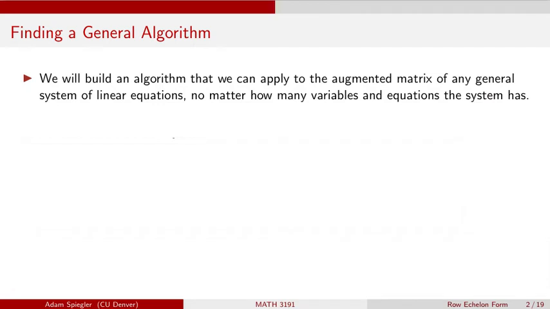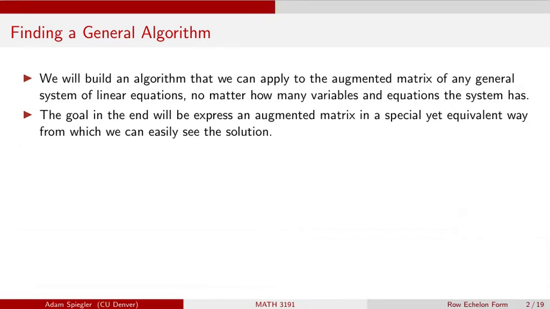So let's talk about how we can now build an algorithm to solve any general system of linear equations, no matter how large that system might be, how many equations we have, or how many variables we have. And the key to this process is going to be using these elementary row operations on the augmented matrix. And the goal is going to be to put this augmented matrix into a special form, like we saw in the previous slide, from which we can very easily read the solutions from that matrix.